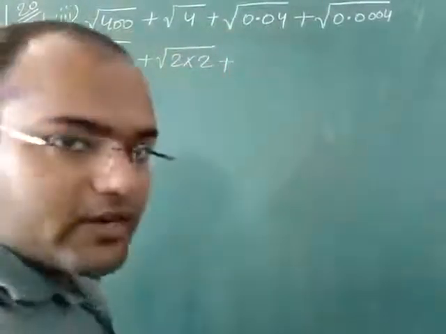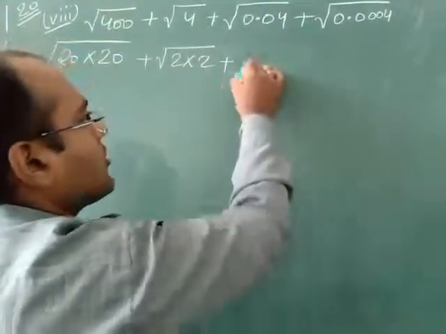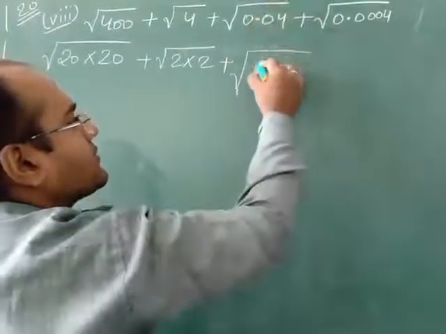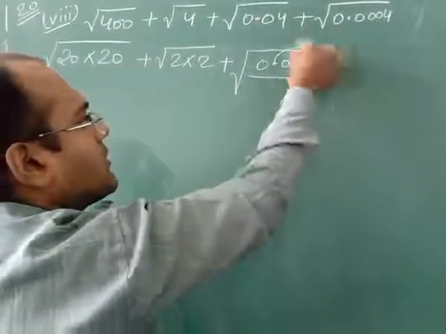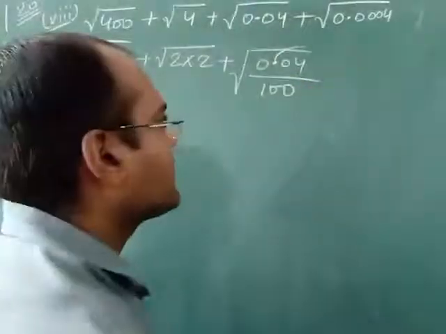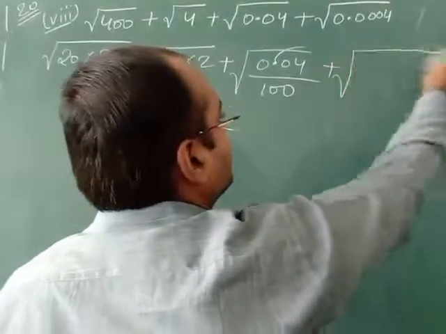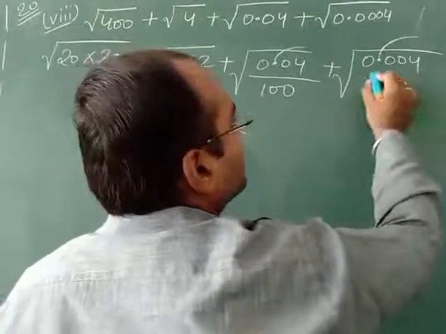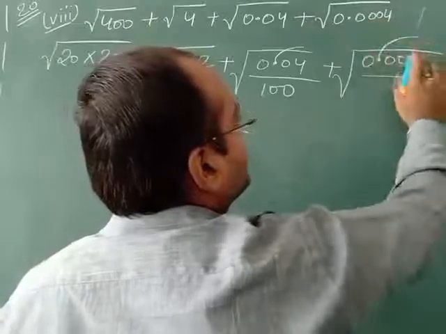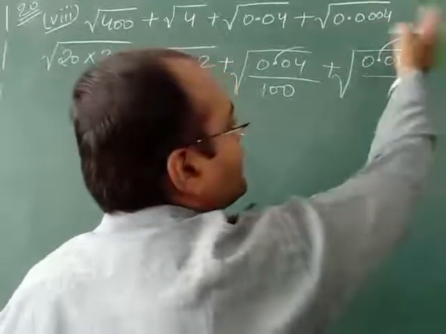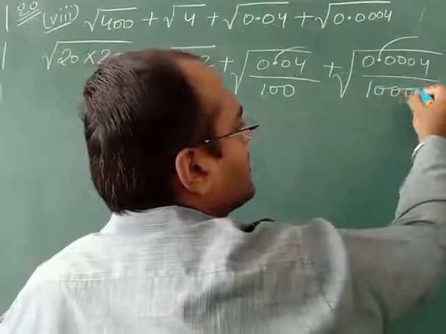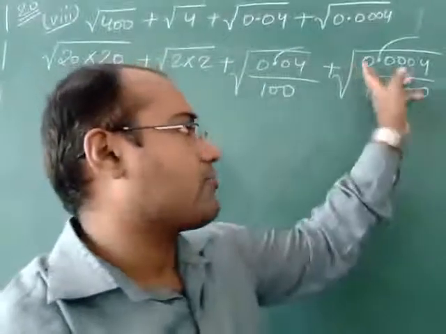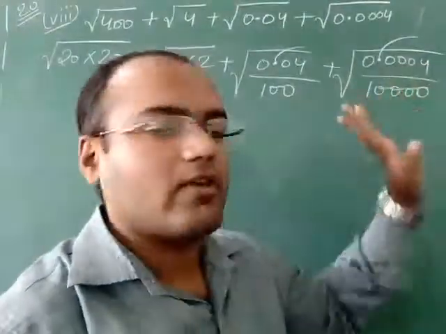Now here it is 0.04. So what you have to do? First of all we have to remove the point. When we remove the point, in the denominator we have to take 100. In the same way we will do here 0.004. When we remove this point, how many zeros will come in the denominator? 4 zeros will be there in the denominator, because after the point how many digits are there? 4 digits. That's why we will put 4 zeros.